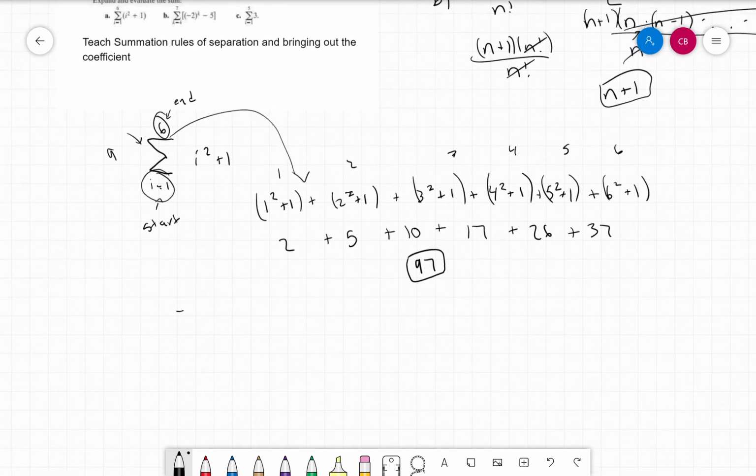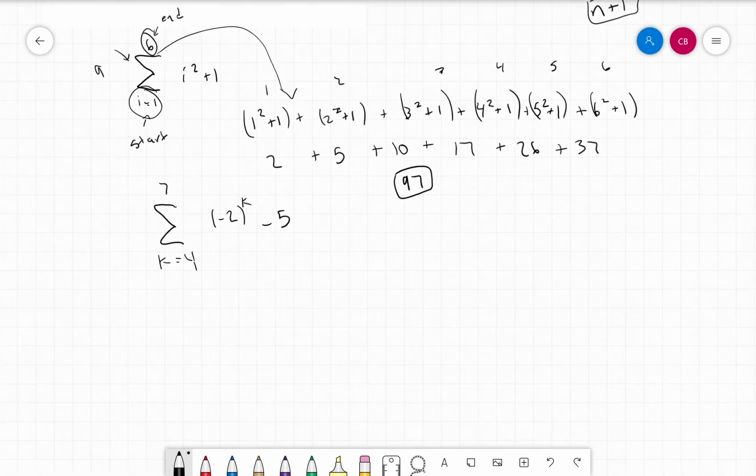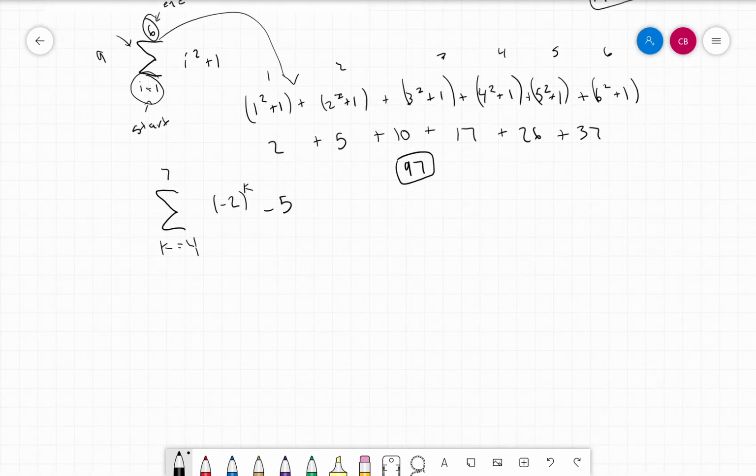For the next one, we have the following. We have the sum, it's ugly: the sum from k equals 4 to 7 of negative 2 to the k, minus 5. Alright, so one thing we can do is separate these because there's a subtraction going on here. We could have done this with the last problem, but we can separate these into two different problems.